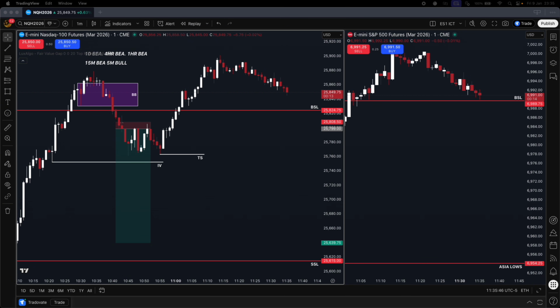Okay, hello guys, welcome back for the lunch macro. So looking at price, we've swept buy side and I want to analyze failed shifts in structure here.